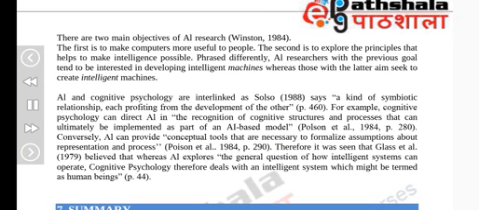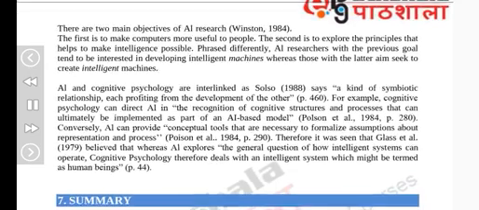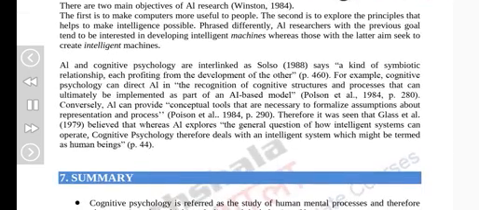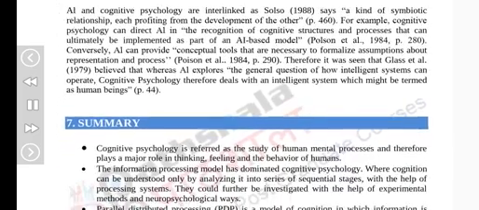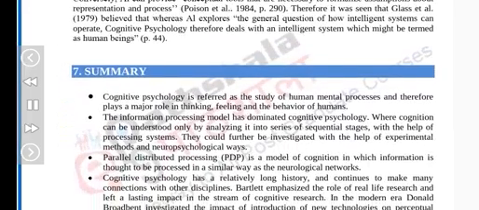AI and cognitive psychology are interlinked, as Solso (1988) says, a kind of symbiotic relationship, each profiting from the development of the other, p. 460. For example, cognitive psychology can direct AI in the recognition of cognitive structures and processes that can ultimately be implemented as part of an AI-based model (Poulsen et al., 1984, p. 280). Conversely, AI can provide conceptual tools that are necessary to formalize assumptions about representation and process (Poulsen et al., 1984, p. 290). Glass et al., 1979 believed that whereas AI explores the general question of how intelligent systems can operate, cognitive psychology deals with an intelligent system which might be termed human beings, p. 447.